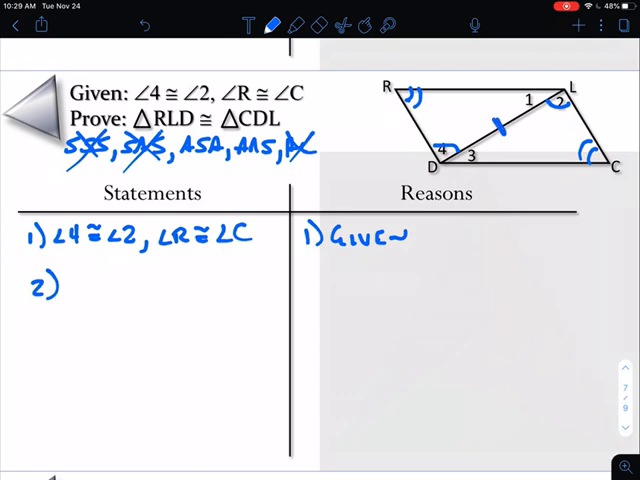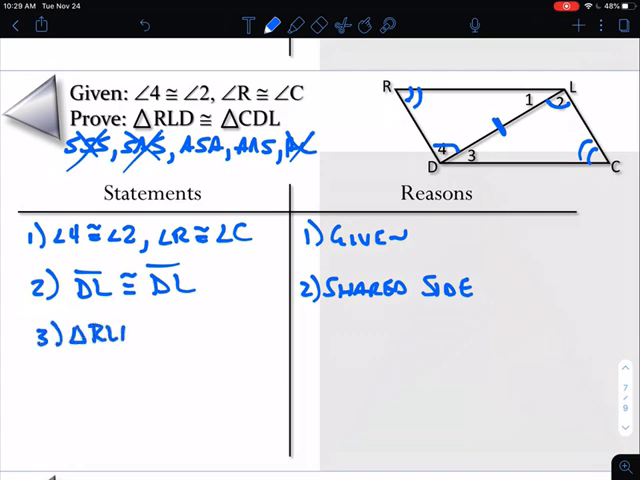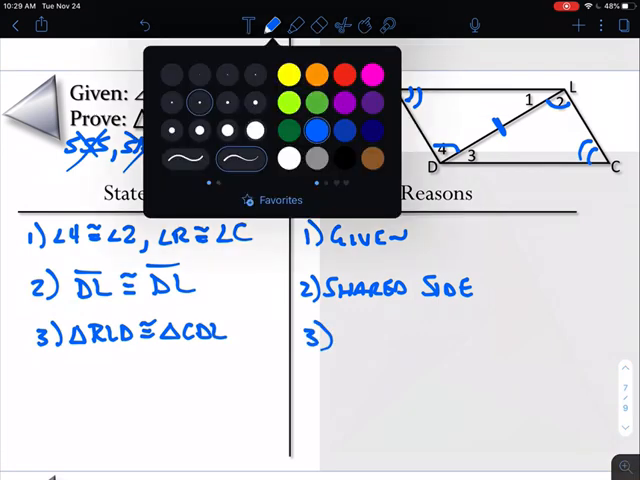We notice then that there's a shared side in the middle. So we go ahead and mark that shared side, and then I make the statement, DL. So line segment DL is congruent to line segment DL. And I know that that's a shared side. So I start with that. Now, if I've got 2 angles and a side, I'm good to go with the triangle, so I can definitely say triangle RLD is congruent to triangle CDL. But I got to kind of figure out what I'm doing here.